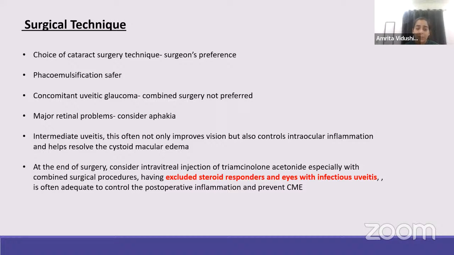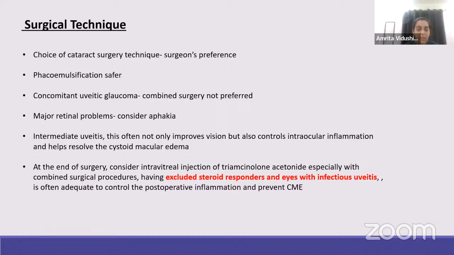In case of intermediate uveitis, this often not only improves vision, but also helps in control of the intraocular inflammation. So thereby this gives additional importance for the patient, that it can help us resolve the cystoid macular edema by minimizing the inflammatory markers. And at the end of the surgery, we can consider intravitreal injections of triamcinolone, especially whenever we are combining surgical procedures. But again, it should be made sure that we are not dealing with any steroid responders, and we are not dealing with any eyes with infectious uveitis.